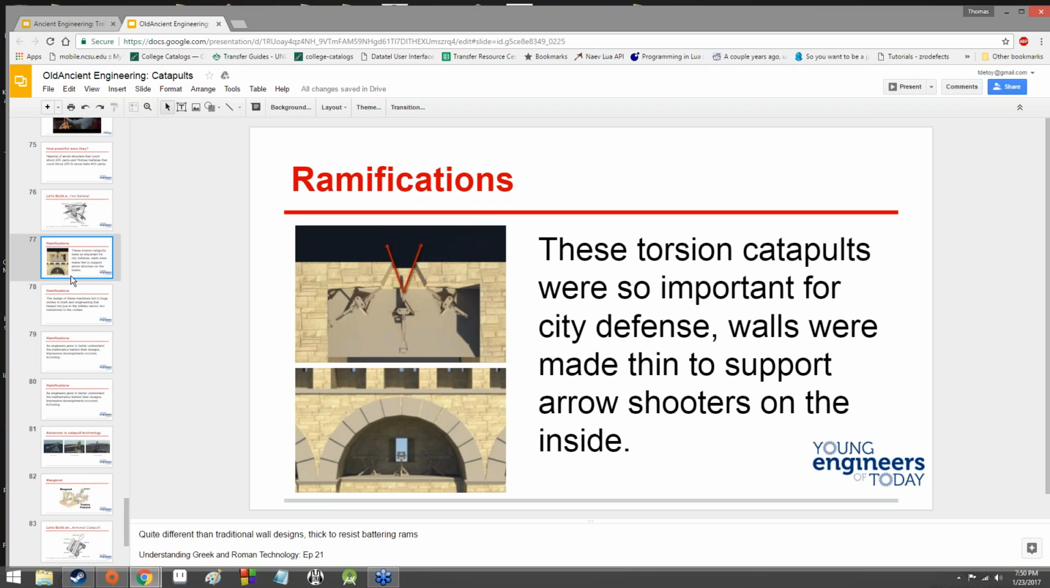So the torsion catapults were so important for city defense, walls were made thin to support arrow shooters on the inside. So they actually changed the structure of the city fortifications so that they could enable these things to exist within the city wall. It totally went counter to the design philosophy in the past, which was to make the walls as thick as possible to prevent arrows and stuff like that from getting in, and make them as high as possible. So now they make the walls thin, and they provide windows for these arrow shooters on the inside.